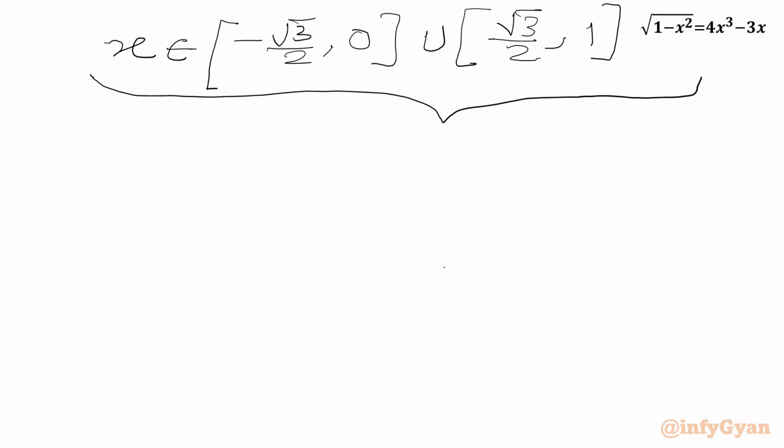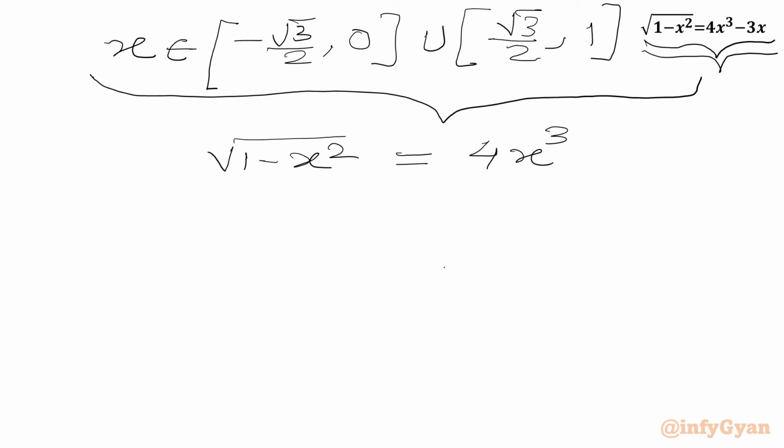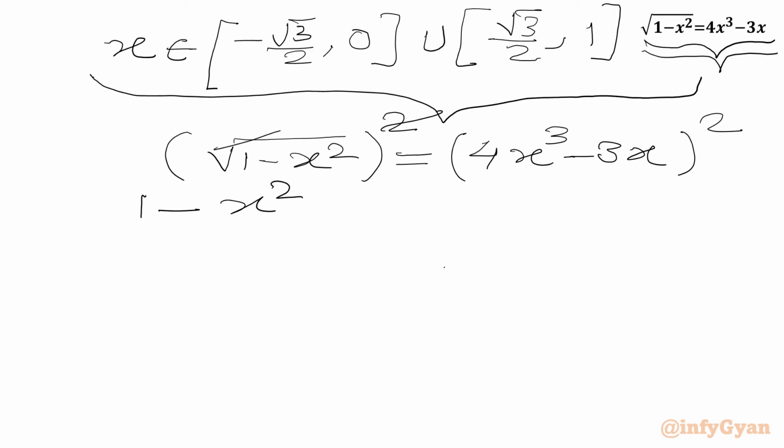Now we have to solve our equation. I will be squaring both sides. So I will write square root of 1 minus x square equals 4x cube minus 3x. Now we will put power 2 on both sides. Square root and square will cancel out. We are going to write 1 minus x square.